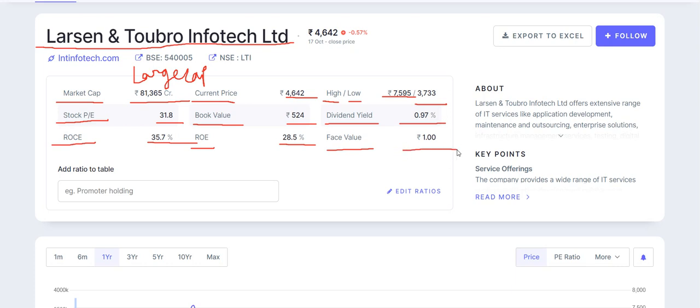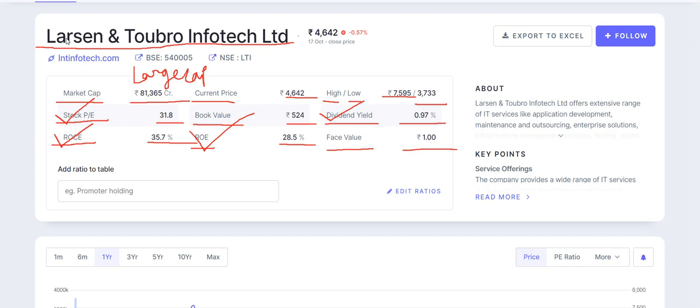Now if you go through this company, what we are finding is that in terms of stock P/E, it's an average price, neither too high nor too low. It's okay. Now coming to the book value, it is a little bit costlier because the current price is trading at nearly 9 times the book value, so it is costlier. Dividend yield is okay, it's giving nearby 0.97%. Return on capital employed is very good, it is 35.7. Return on equity is also very good, it is 28.5%.